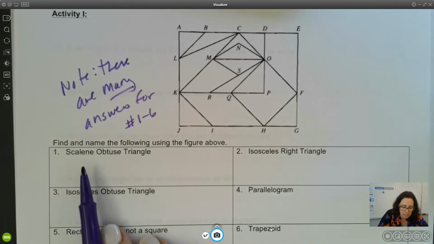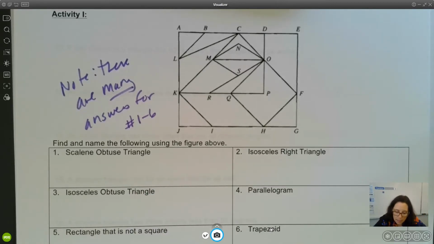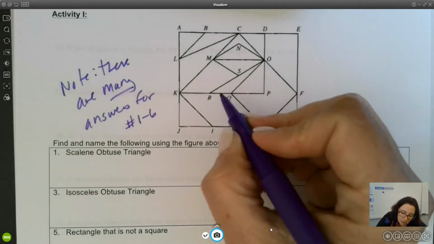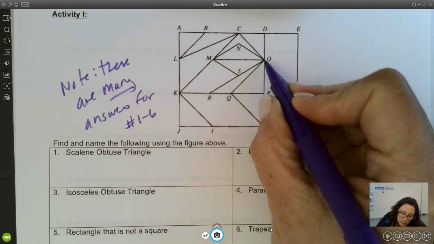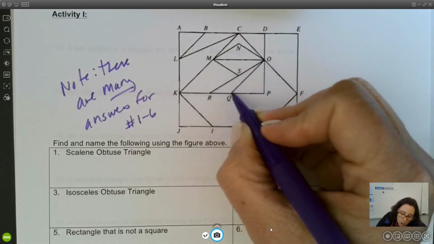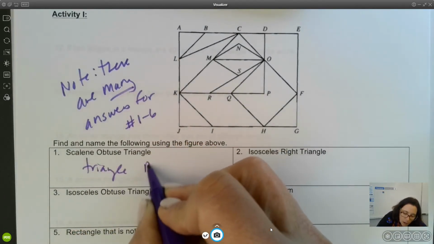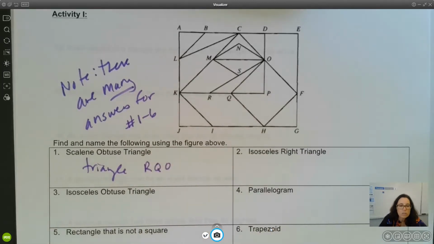A scalene obtuse triangle. Scalene means all side lengths are different. Obtuse meaning one of the angles is more than 90. I think I found one right here. What about this guy right here? Triangle RQO or ORQ. Triangle RQO. That's one example. That's all I needed to find.